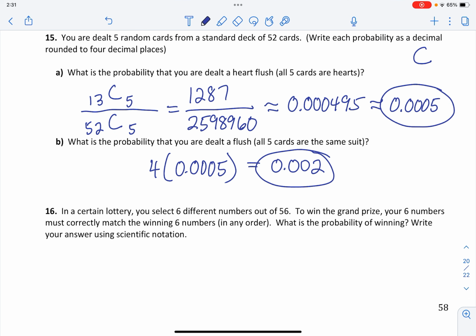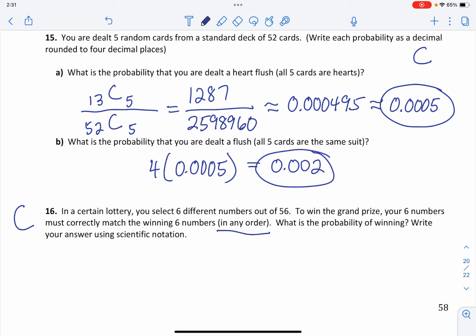What about a lottery? Okay, lottery is always combination, just to let you know. Because when a lottery happens, the order of the numbers doesn't matter. You just pick 6 numbers, right? You don't have to pick them in the order in which they're drawn. So for lottery, just use combinations, and you're going to select 6 different numbers out of 56. To win the grand prize, your 6 numbers must correctly match the winning 6. Again, in any order, so combination.